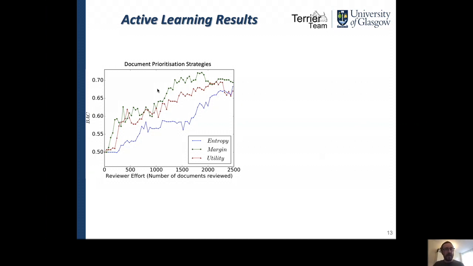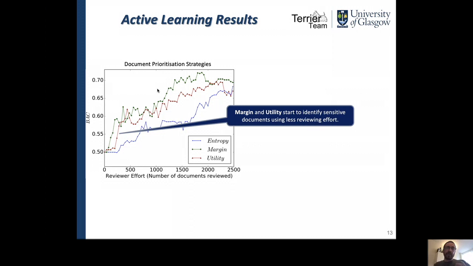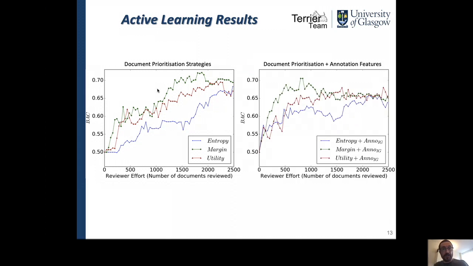On the x-axis, we have the reviewer effort, the number of documents that have been reviewed. And on the y-axis, we've got the classification accuracy. We want to be up here in this top left-hand corner as you look at it. We want to very quickly get an accurate classifier. So what do we look at? When we look at different types of prioritizing documents, we see margin and utility, which are approaches from the literature, which are pretty simple approaches. They work quite well to speed up the learning of the classifier. In the end, margin performs best, but we still haven't integrated these useful sensitive terms.